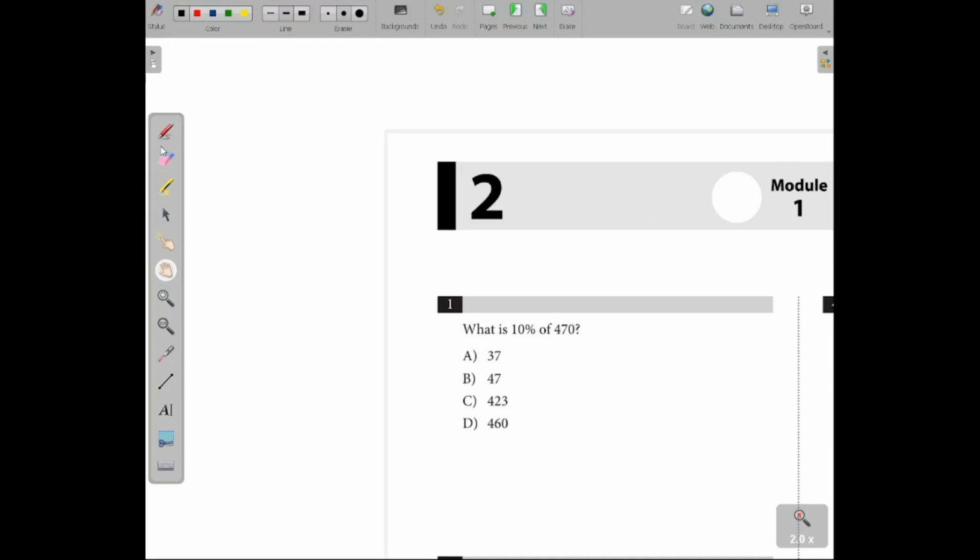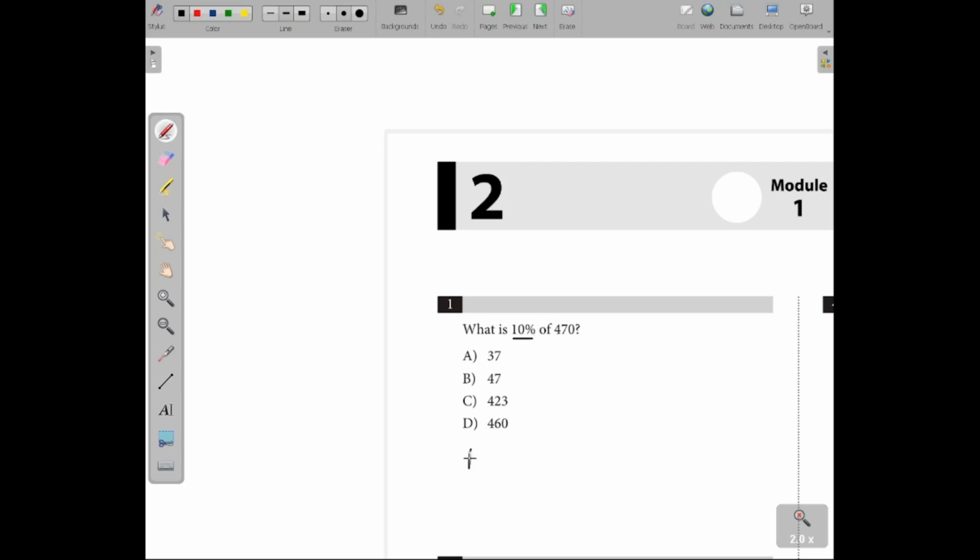Hello, we are going to solve this Math SAT practice. Let's start with number 1. What is 10% of 470? We need to find the 10% and we need to use the rule of 3.